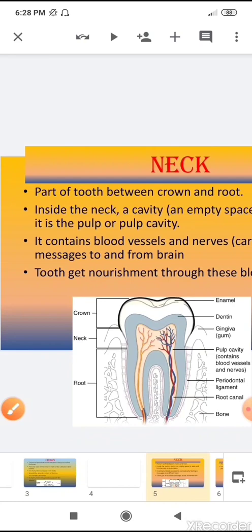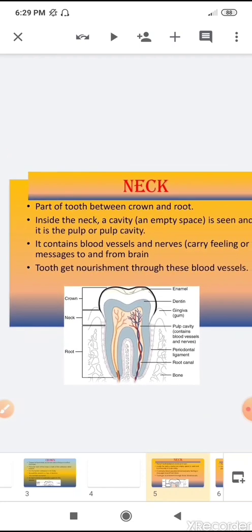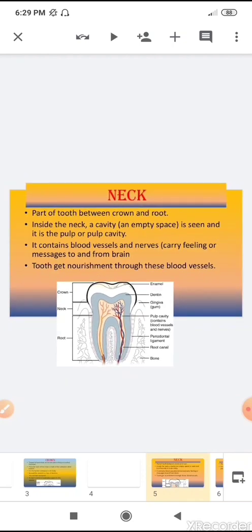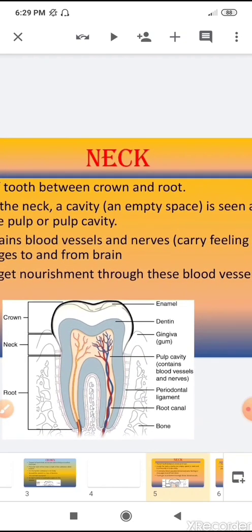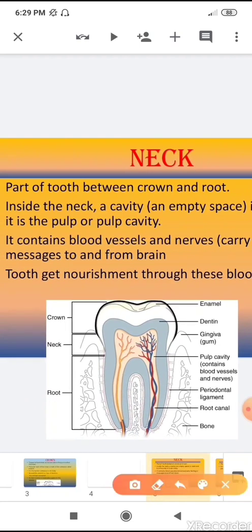Inside the neck, a cavity is seen. Cavity here means an empty space. So in the neck portion, a cavity is seen, and this cavity is called the pulp or the pulp cavity. So this portion of the neck is known as the pulp cavity.